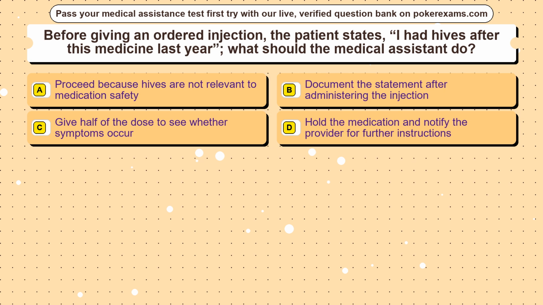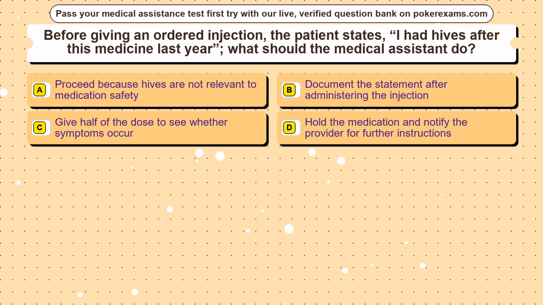Question 81. Before giving an ordered injection, the patient states, "I had hives after this medicine last year." What should the medical assistant do? Option A. Proceed because hives are not relevant to medication safety. Option B. Document the statement after administering the injection. Option C.